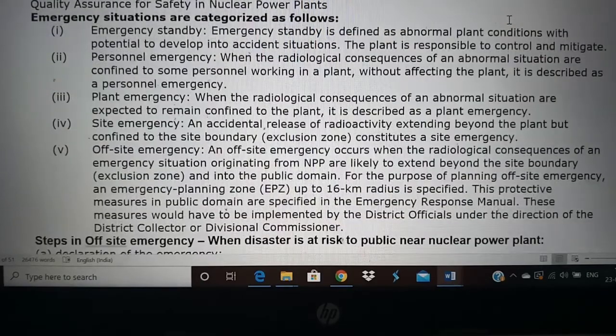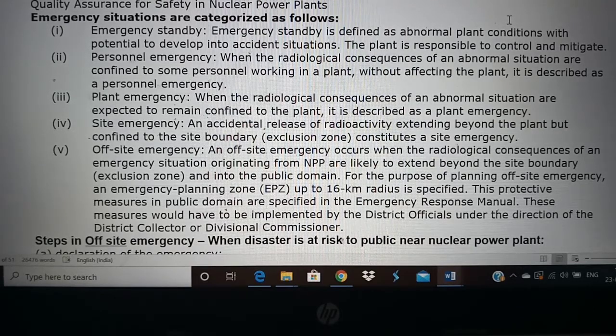So the emergency situation is categorized as follows. There are 5 types of emergency. One is emergency standby, that is when there is an abnormal condition inside the nuclear power plant, when there is a wrong method or some small accident has occurred, they put the whole place on standby. So the plant is responsible to control this emergency situation and overcome it.